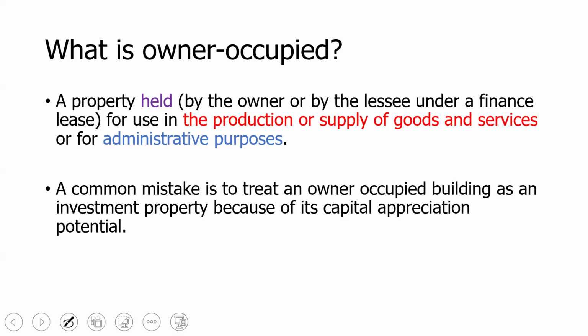And from this definition, it is clear that owner occupied is what is accounted for by IAS 16, PPE. PPE are owner occupied. Any land or building or any property held by the owner, or lessee under finance lease for use in the production or supply of goods and services or for administrative purpose, we call it owner occupied. It is accounted for using IAS 16.